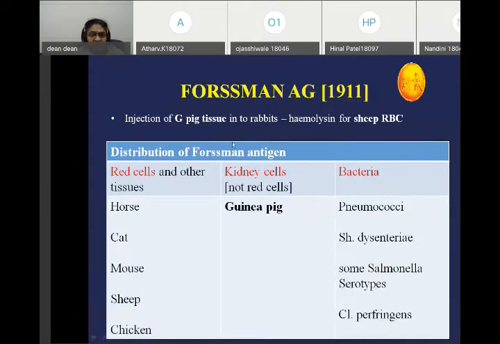Forssman antigens are distributed in different cells. So they can be seen in red cells of horse, cat, mouse, sheep, and chicken, kidney cells of guinea pig, and various bacteria. When tissue from guinea pig is injected into rabbit, it will produce antibodies against RBCs of sheep. So this is because of similar nature of antigen. So antigen is shared between different tissues of different species.